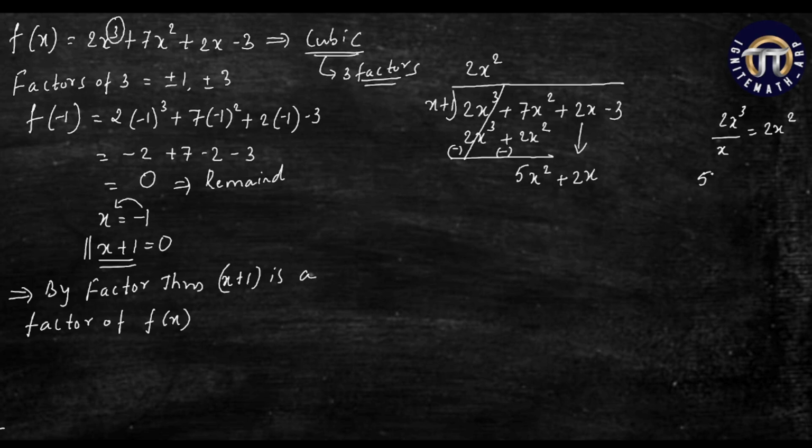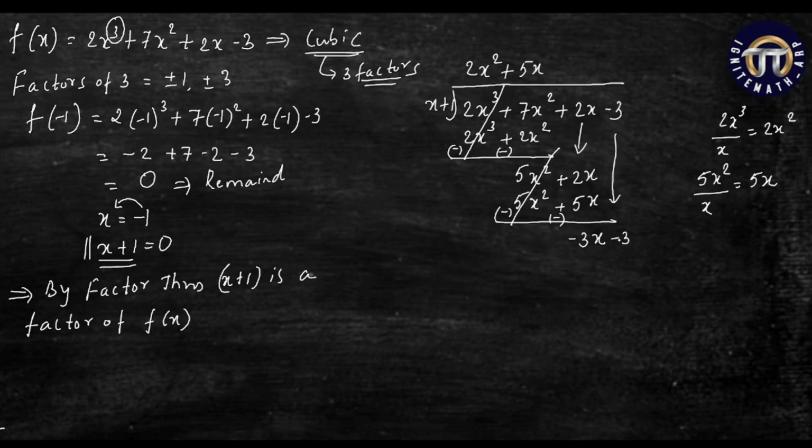Again repeat the same process. The first term of the dividend is to be divided by the first term of the divisor. I'm going to get 5x, which is nothing but the next term of the quotient. So 5x into x is 5x square. 5x into 1 is plus 5x. So change the sign over here, minus, these two will get cancelled. Here I am going to get minus 3x. Then this minus 3 is to be taken down.